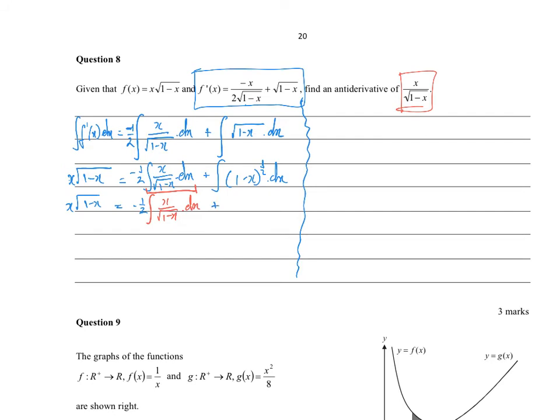And the antiderivative of this is what? Well, I've got a rule for this. Add 1 to the power, divide by the power, and multiply by the coefficient of x.